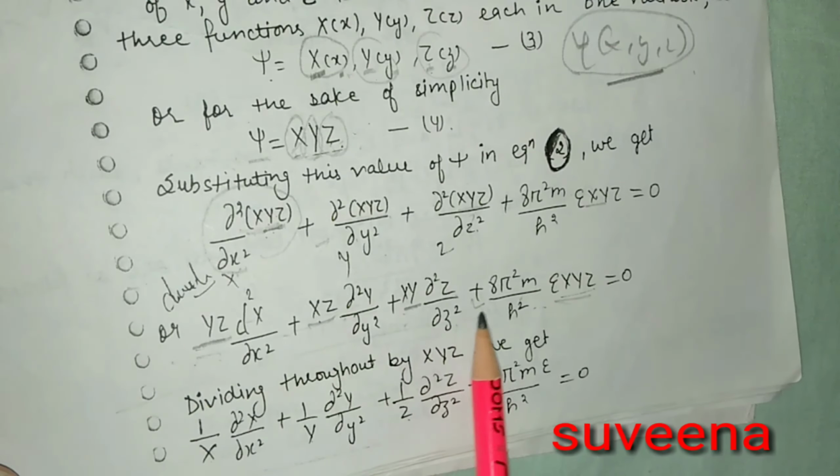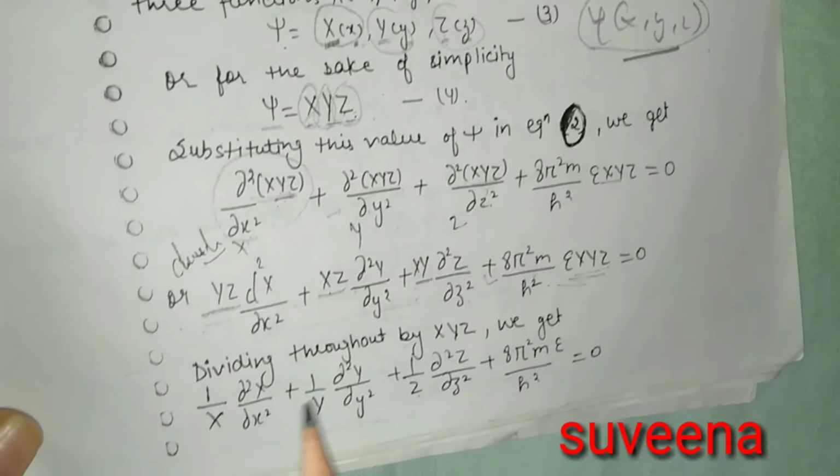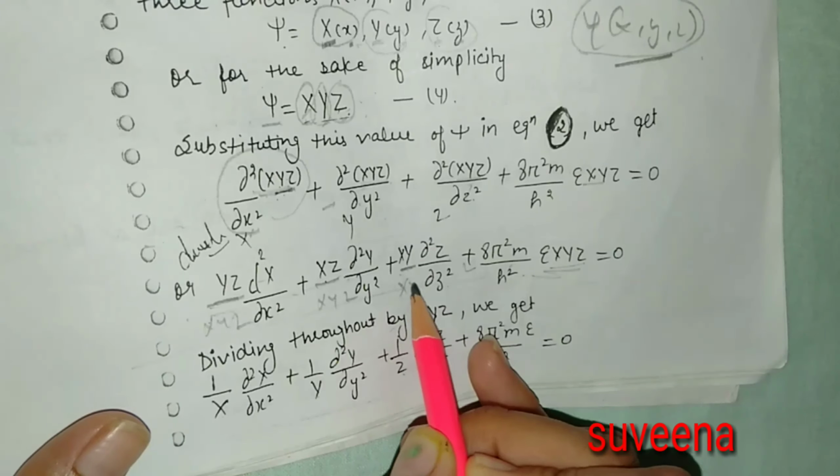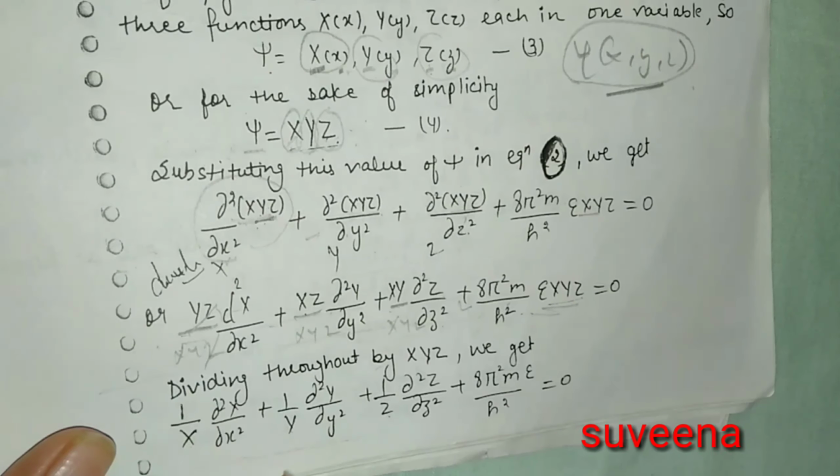So dividing throughout the equation by X, Y and Z, when I divide by X, Y, Z, then Y and Z will be cancelled out.